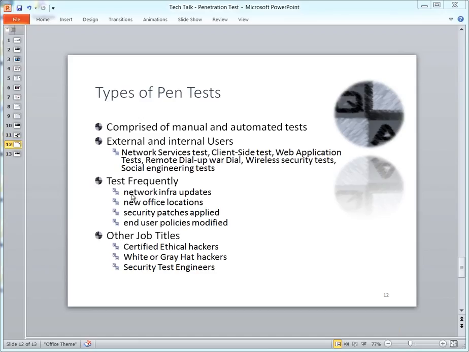Testing frequently is actually very common. It's actually very needed. We didn't talk about that, but you don't necessarily run these tests every day, but you also don't run these tests once, right? Network changes, the infrastructure changes all the time.